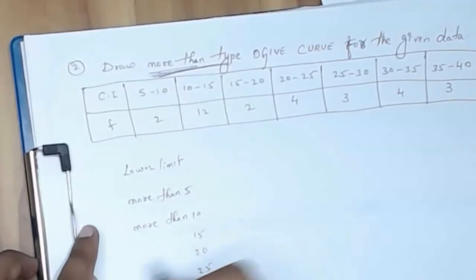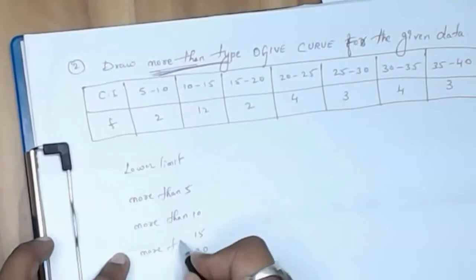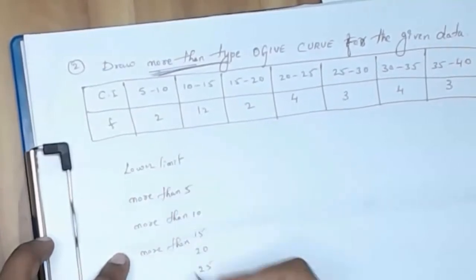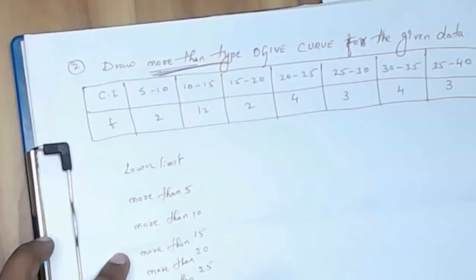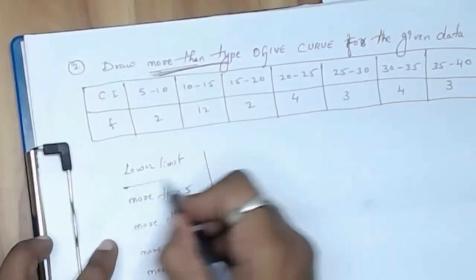Most of you write dot dot dot dot dash, right? Please don't do that. You have to fill that entire column. If they have given directly these values like this only, no problem, you can take directly. You have to write this word more than. Okay, more than, and here also more than. So this is our x-axis.